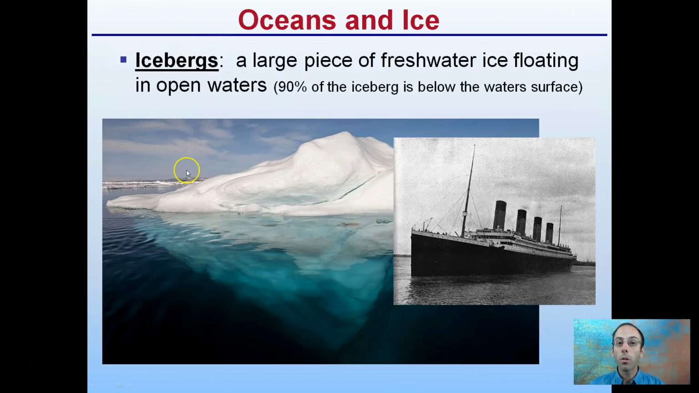Moving on, we have oceans and ice. Icebergs are large pieces of fresh water ice flowing in open waters. About 90% of an iceberg is below the surface of the water. So it comes back to the Titanic here, and Sally ran into an iceberg. A very small portion of the total iceberg is actually exposed above the water where it can be seen. The vast majority is located beneath the water surface, which makes them very dangerous for traveling boats.